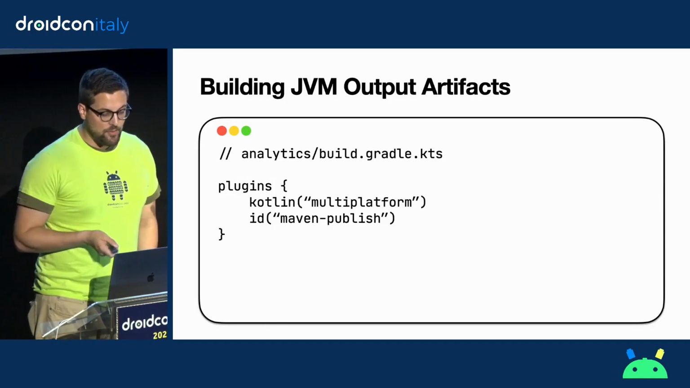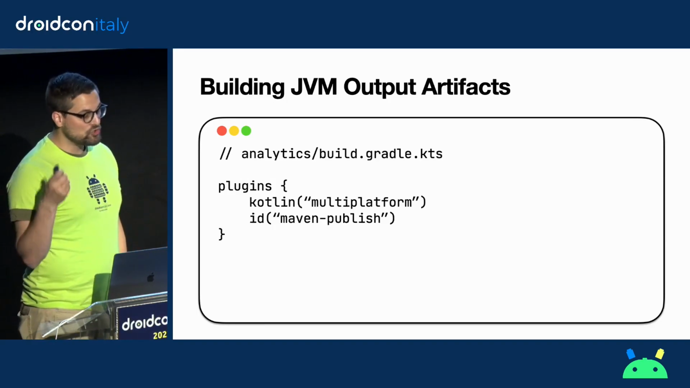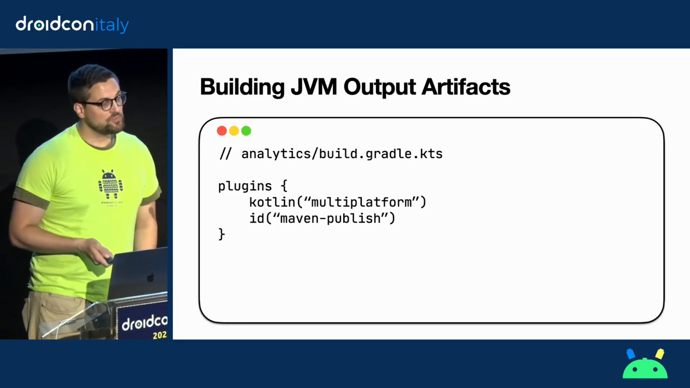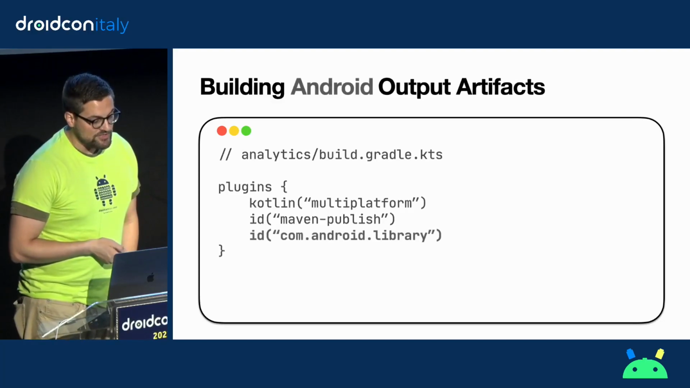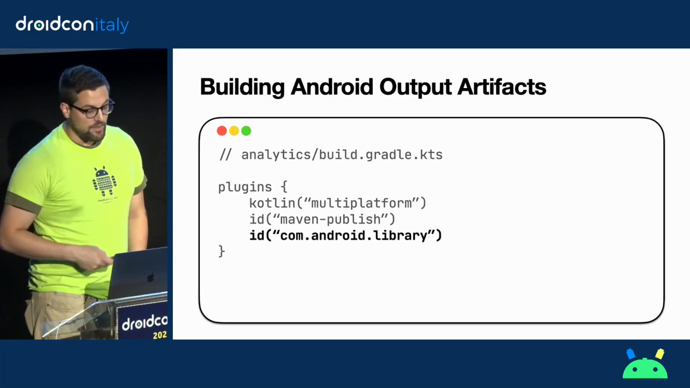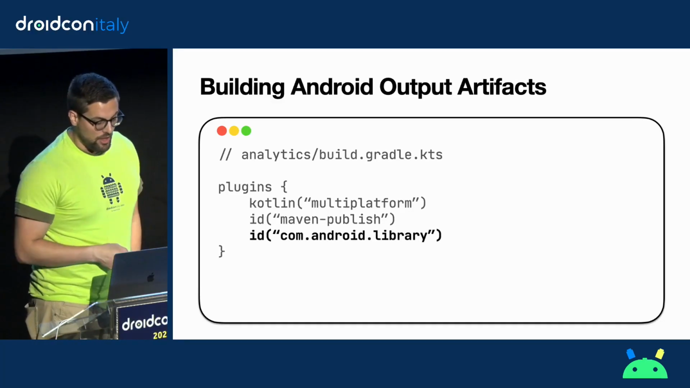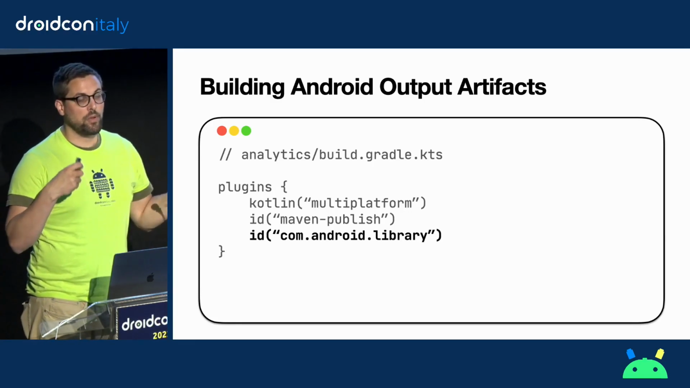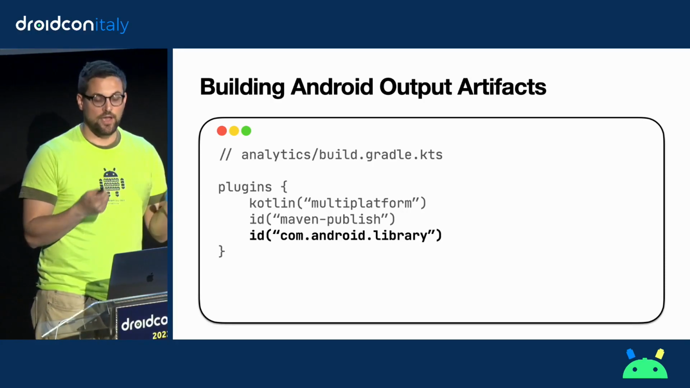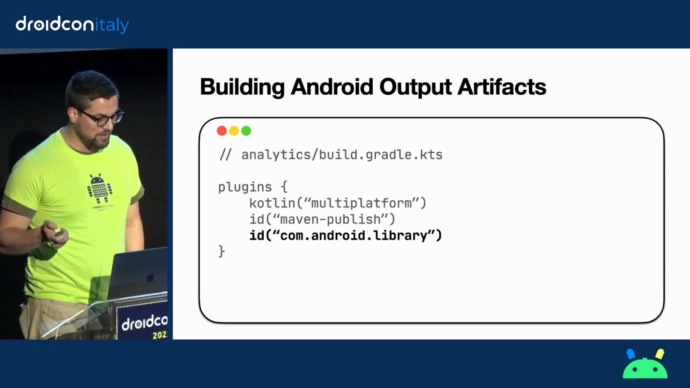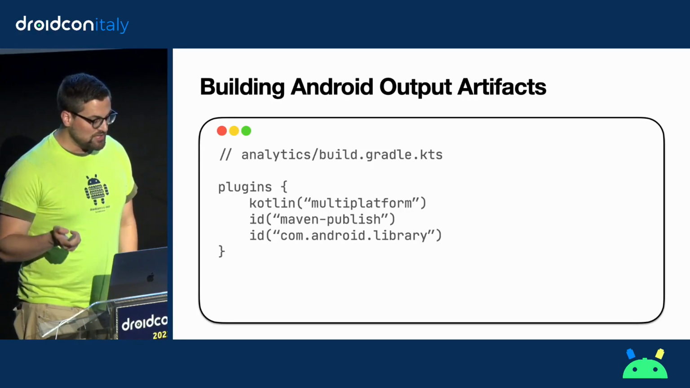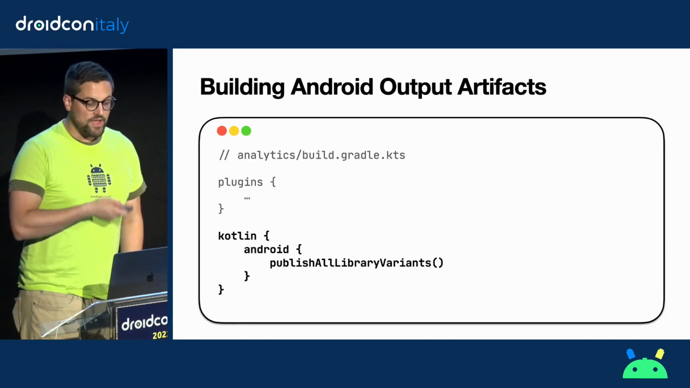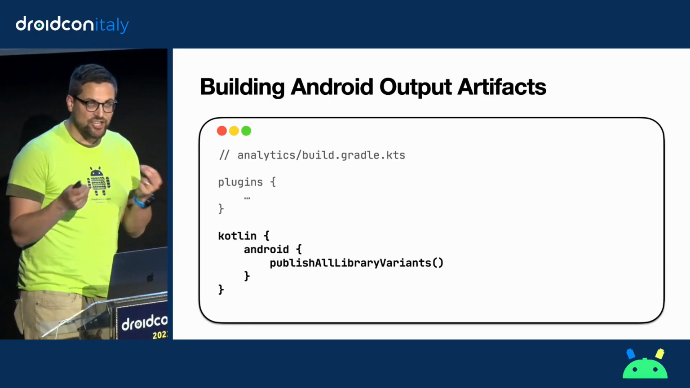So for the JVM or the Android side, within a given functional module, in this case our analytics build script, we'll add the Maven Publish plugin. And then in this case, we need to make sure that we have the Android library plugin. If this was strictly a JVM publication, we wouldn't need to add the Android library plugin. And once we have the plugins defined for that functional module, we can define how the publications should be generated.